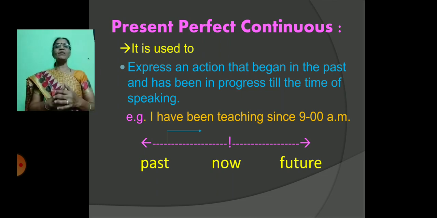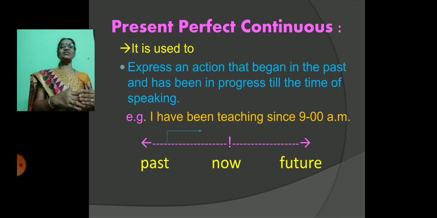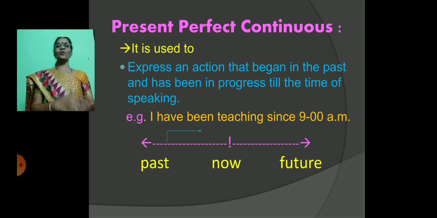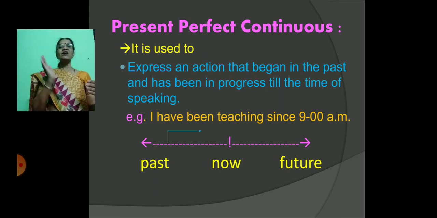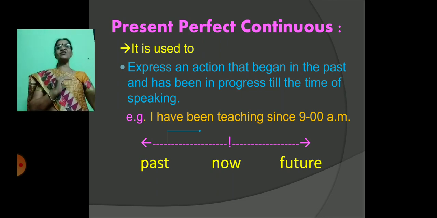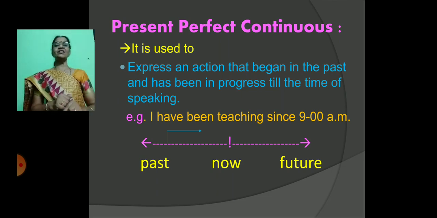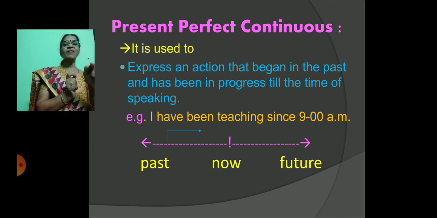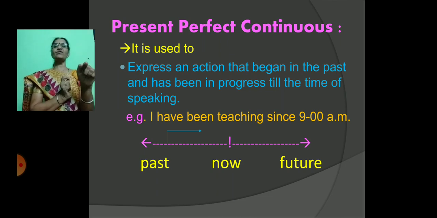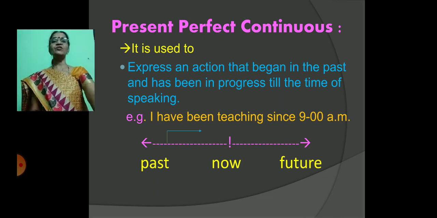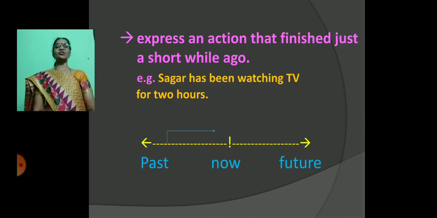For example, I have been teaching since 9 a.m. Since 9 a.m. in the morning, I have been teaching, and now the time is say 12 o'clock. So I have been teaching since 9 o'clock and still the action is continued over there. You can understand over here, the action has started in the past and it has still continued at the time of speaking. So this is how we use present perfect continuous.